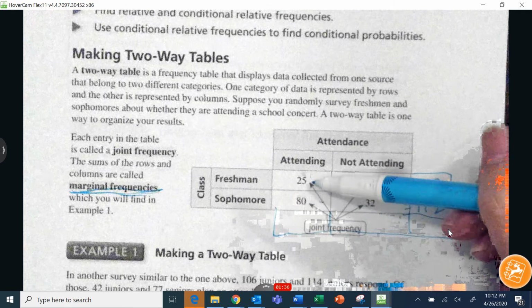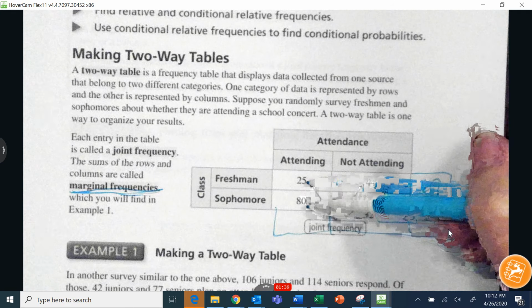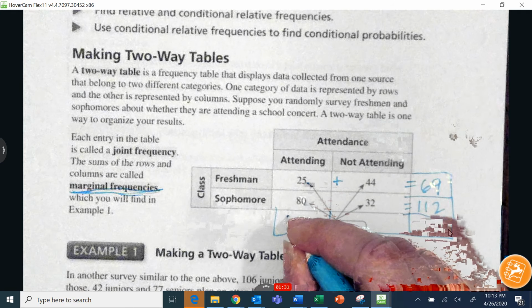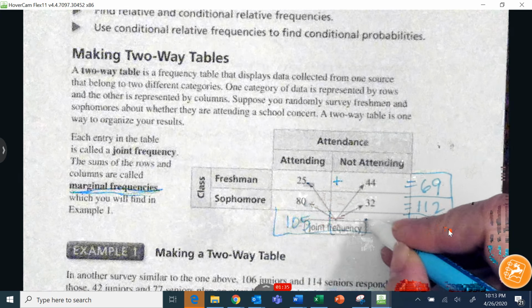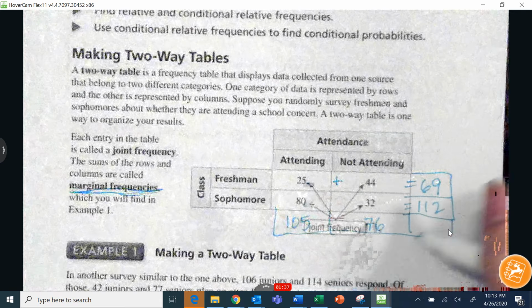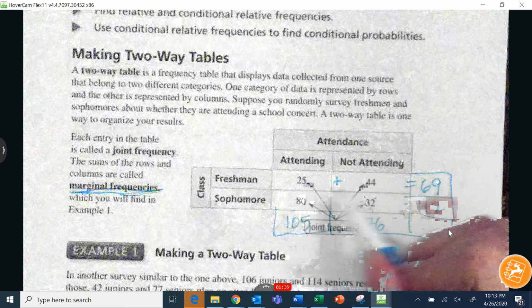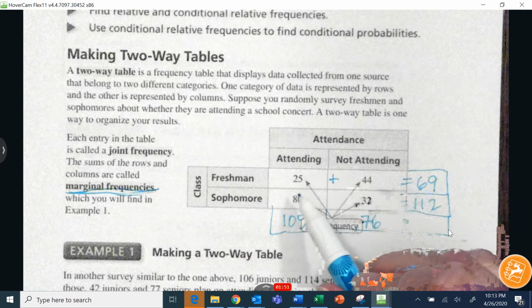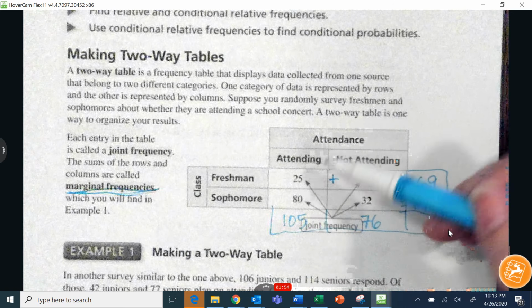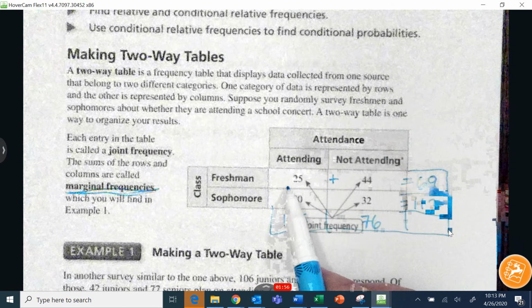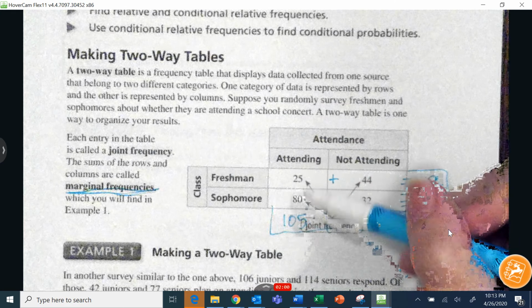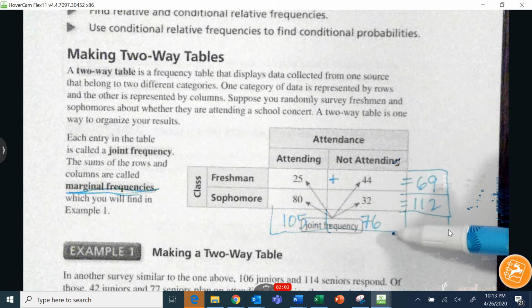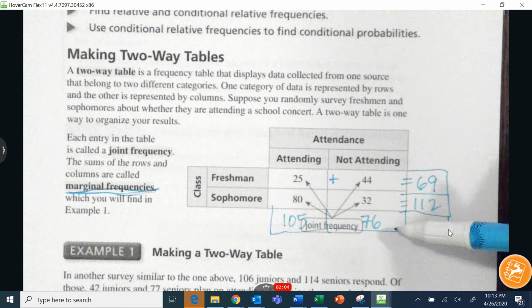Also, we're going to add the columns themselves. So 25 and 80, that's 105. And then the 44 and 32 is going to give us 76. These numbers in blue, if we go across the rows, they're going to tell us how many total people we surveyed. If we go up and down, that's going to tell me how many total are attending and how many total are not attending according to the survey.